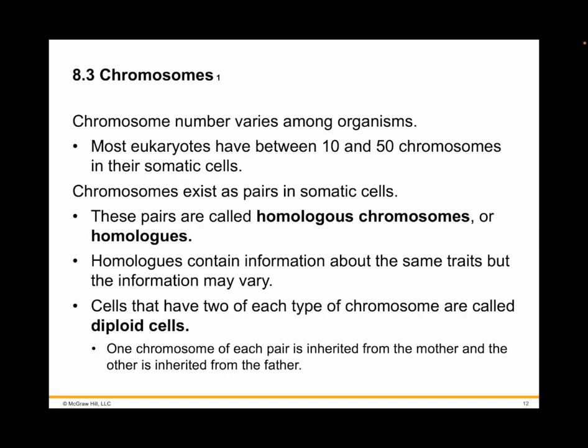Homologous chromosomes. Chromosomes exist in somatic cells as pairs called homologous chromosomes, or homologs. Homologous chromosomes carry information about the same traits at the same locations on each chromosome, but the information can vary between homologs, which will be discussed later on in Chapter 10. Cells that have 2 of each type of chromosome are called diploid cells. One chromosome of each pair is inherited from the mother, and the other from the father.